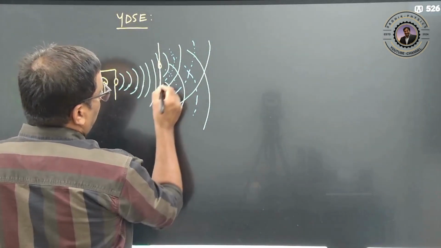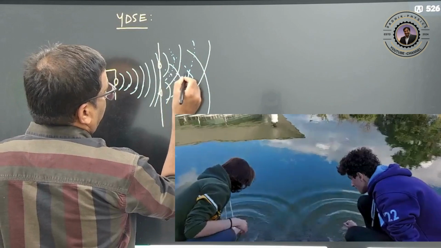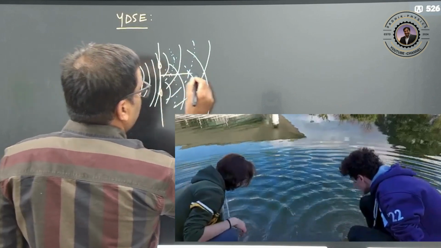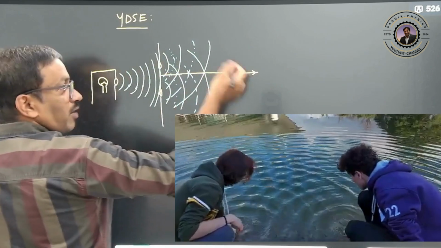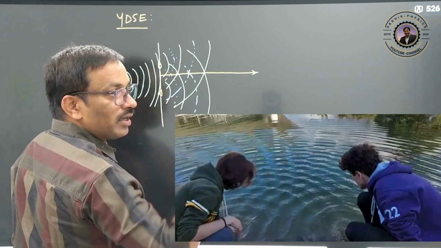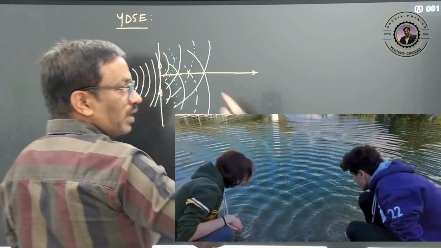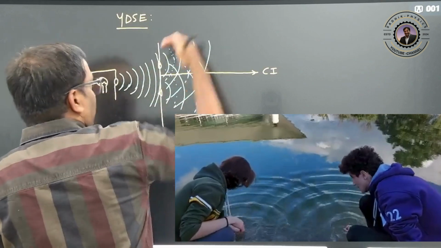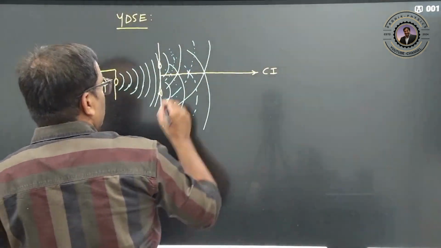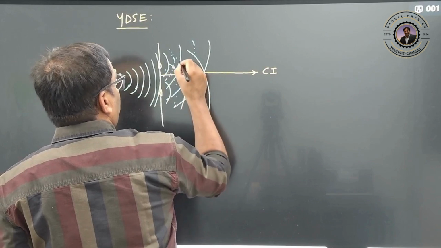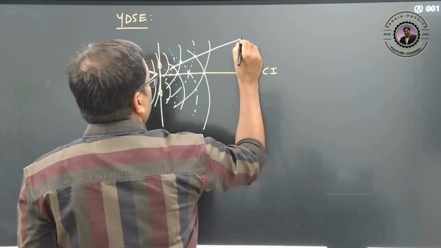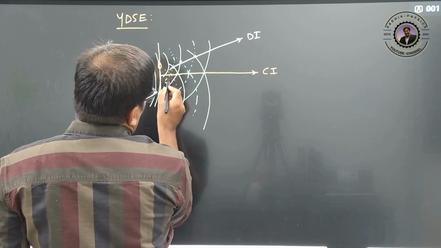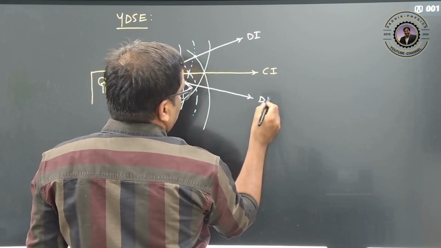See here, at this point, crest and crest, trough and trough. In the last video, I already discussed interference: when a crest falls on a crest, it creates constructive interference. Next, observe here: there is a crest and a trough, so this gives us destructive interference.